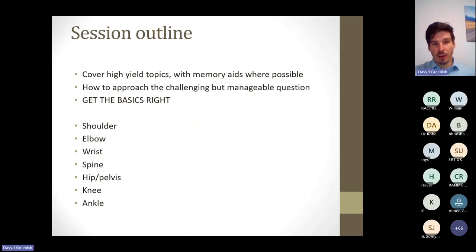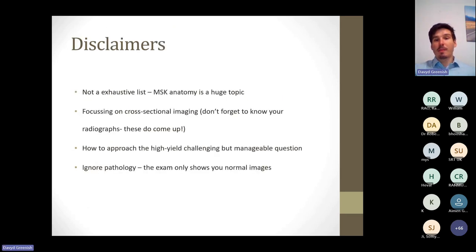We want to go through some of the more challenging questions and how you might approach those, as well as going through a lot of this anatomy. We've said this a few times in the first few slides: we want to get the basics right. Karen's going to take you through the upper limb, so shoulder, elbow, wrist, and then she's also going to do spine. Then there will be a little break, and then I'll take you through hip, pelvis, knee, and ankle.